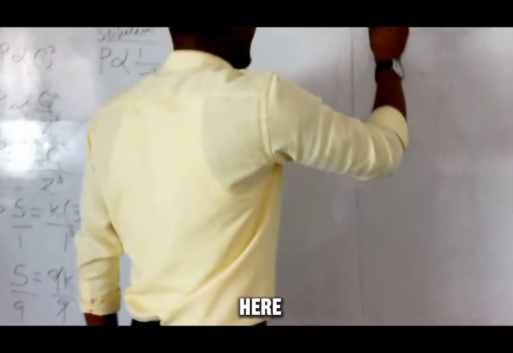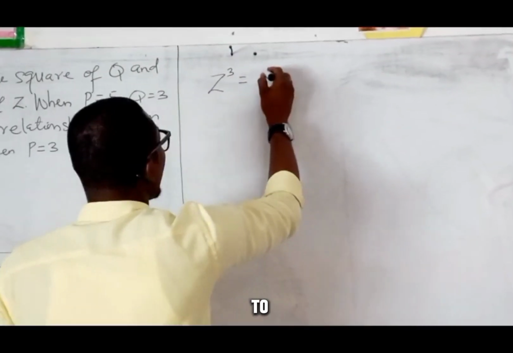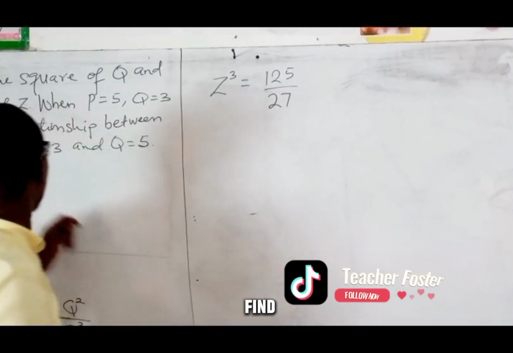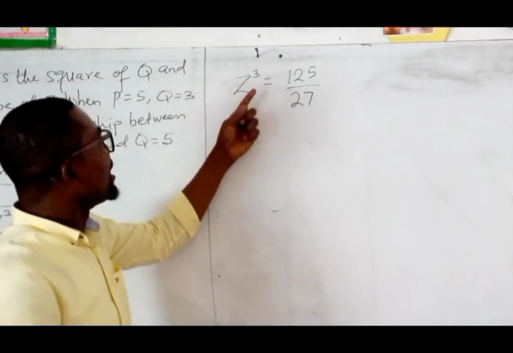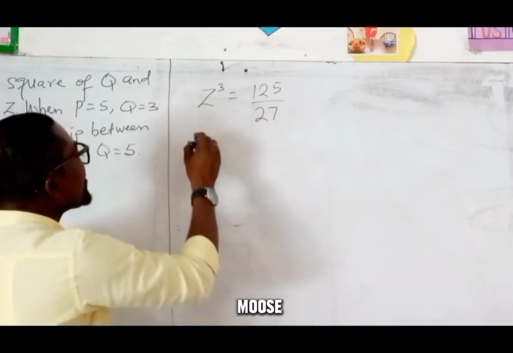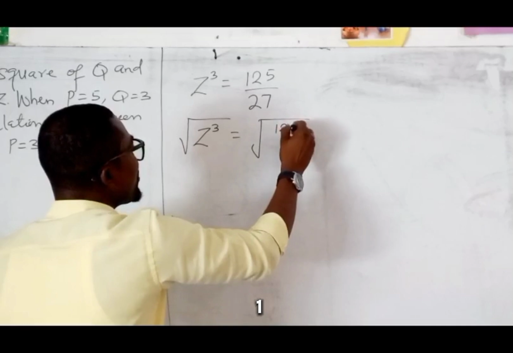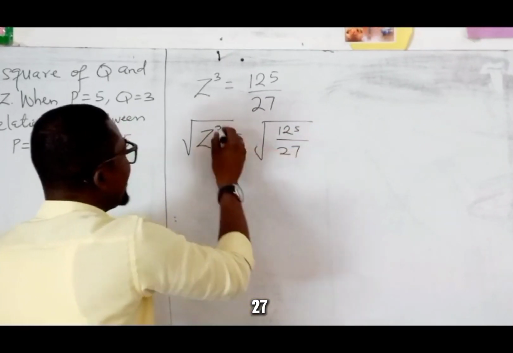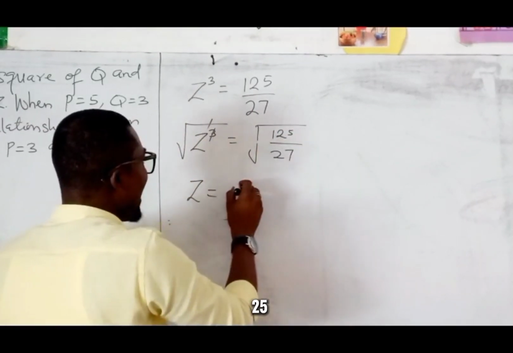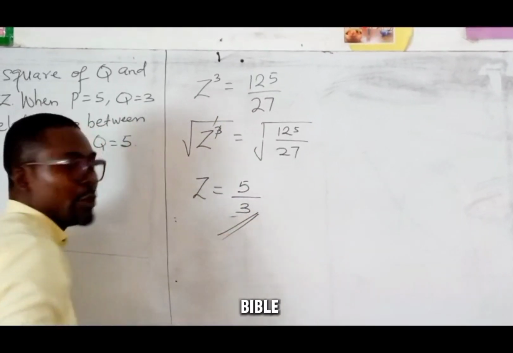Good, let's continue from here. It means that my Z cubed will be equal to 125 over 27. Now I've been asked to find the value of Z and not Z cubed. If this was squared, I would have taken the square root. Since it is cubed, I'll take the cube root on both sides. So the cube root of Z cubed will give me the cube root of 125 over 27. This will take care of that, and I'm left with my Z. The cube root of 125 is 5 and the cube root of 27 is 3, and this is the value of my Z.